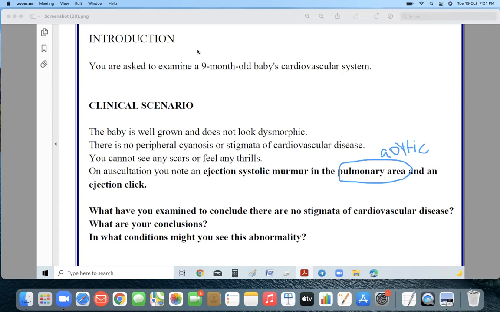Okay. Then I will check. Is it radiating to anywhere? To the neck. To the neck. So apart from this murmur, is there any other murmur? No, I cannot appreciate any.